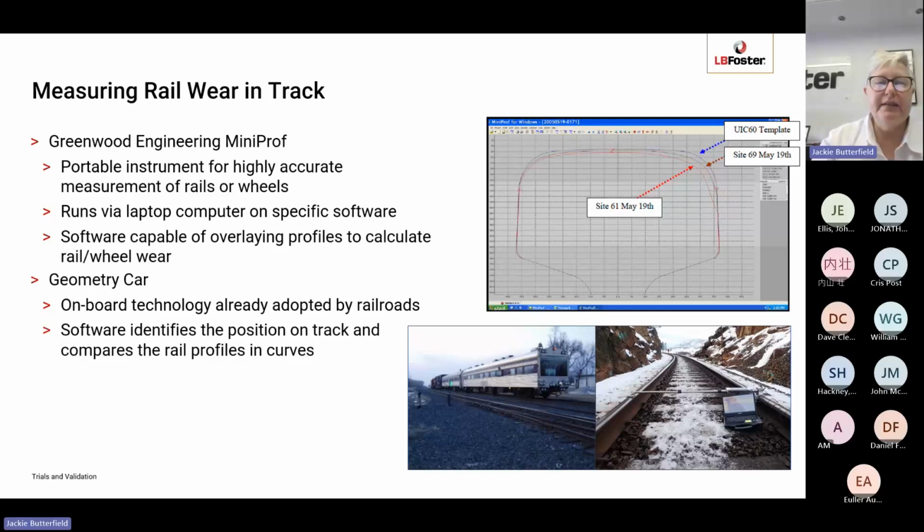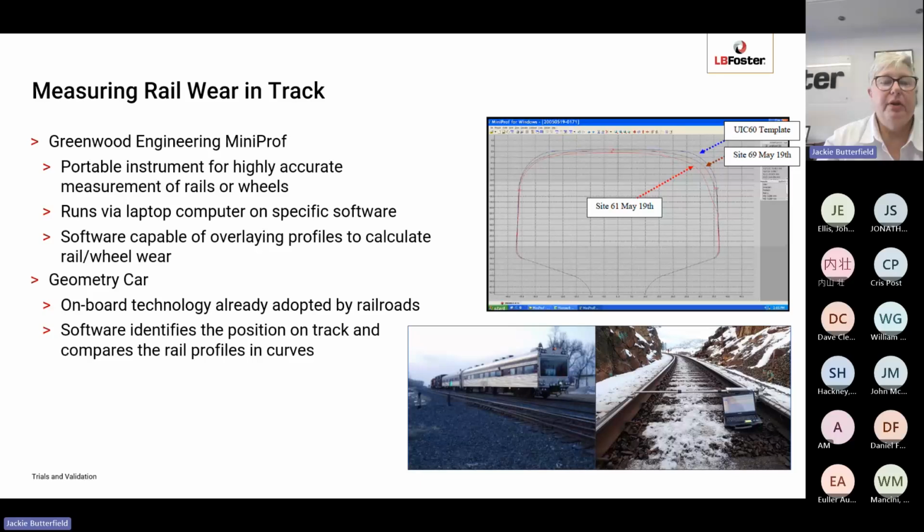So moving more onto the specific types of trials, so measuring wear, so a wear trial. Rail profile measurements are typically taken to monitor the progress of the wear over time. Typically a handheld measurement device such as a Greenwood MiniProf is used, which gives a highly accurate measurement of the rail profile. We have one of the screen outputs from the MiniProf device at the top right of the screen. You can compare that with either a baseline rail profile or a standard new rail profile, and plot the wear rate over time and how that's progressing.